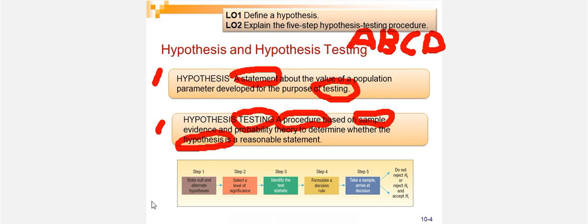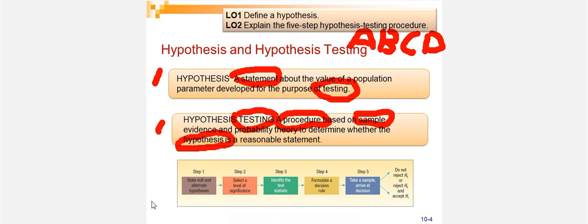Step 1, state null and alternate hypothesis. Step 2, select a level of significance. Step 3, identify the test statistic. Step 4, formulate a decision rule. Step 5, take a sample, arrive at decision. And the last one, do not reject H0 or reject H0 and accept H1. Okay, thank you, Lian. Now we have 5 steps.